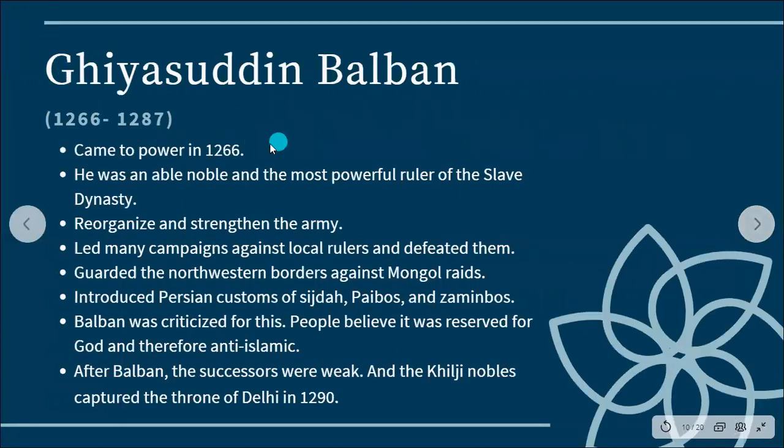Now comes Ghiyasuddin Balban, right? From 1266 to 1287, approximately 21 years, right, he ruled. He came to power in 1266. He was an able noble and the most powerful ruler of the slave dynasty. Ghiyasuddin Balban is the most powerful ruler of the slave dynasty.